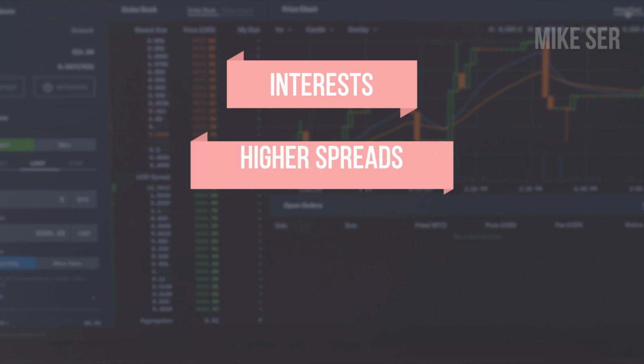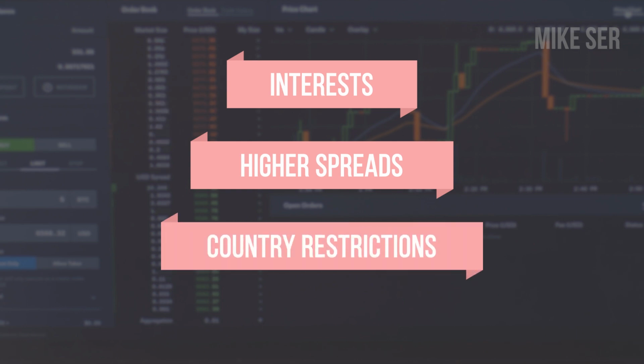The second limitation is higher spreads. If you're trading highly liquid futures contracts, your spread, meaning the difference between the buy and sell price, is usually quite tight. For CFDs, which try to mirror the price of the underlying asset, the spreads can be wider, so you might be paying a little bit more when you buy and a little bit less when you sell. The last limitation for CFDs is that there are restrictions in certain countries.